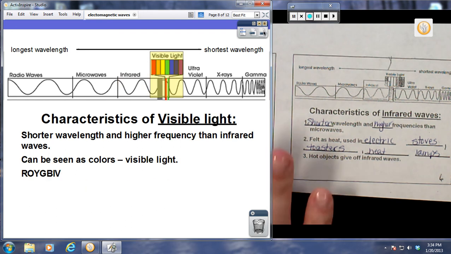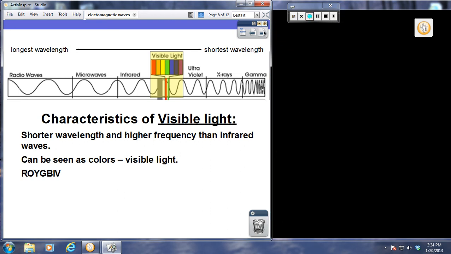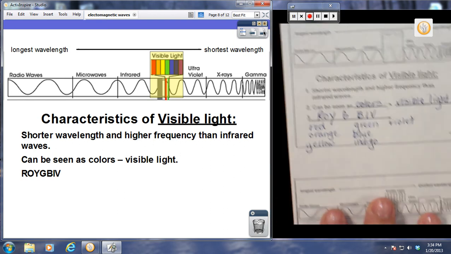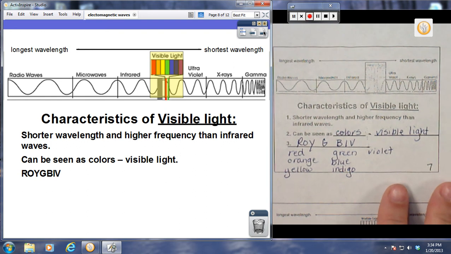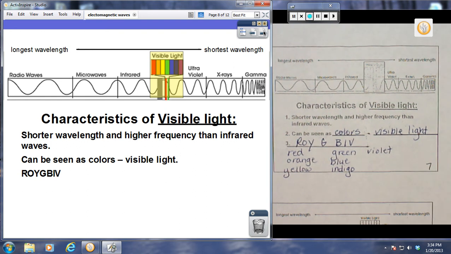Visible light. This is the only kind of light or wave from the electromagnetic spectrum that we are able to see. Shorter wavelength, higher frequency than infrared waves, and they can be seen as colors, and we know this to be visible light. And white light is broken down in the rainbow set of colors. We use an acronym called Roy G. Biv, R being red, O being orange, Y being yellow, G being green, B being blue, I being indigo, an indigo is a combination of blue and purple together, and then V being violet.